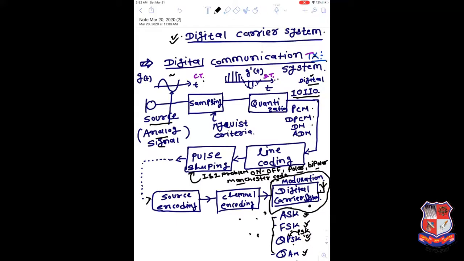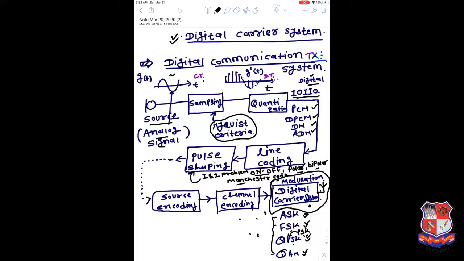At the sampling, we are mainly concerned that the Nyquist criterion should be satisfied, and that states your sampling frequency should be at least 2 times your original signal frequency. Then the quantization has various ways to be done. Maybe you can go with pulse code modulation, differential pulse code modulation, delta modulation, or maybe adaptive delta modulation. That is already covered in the class.